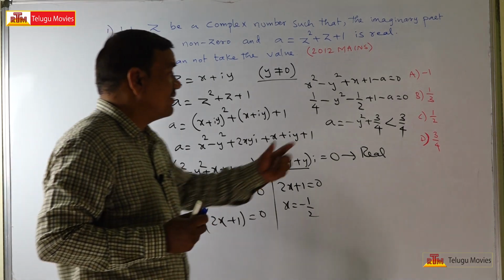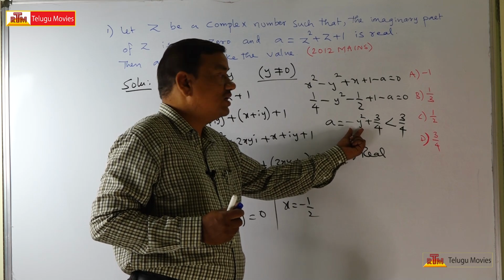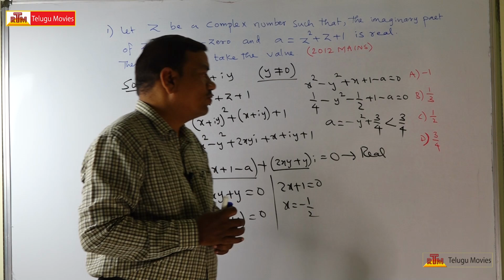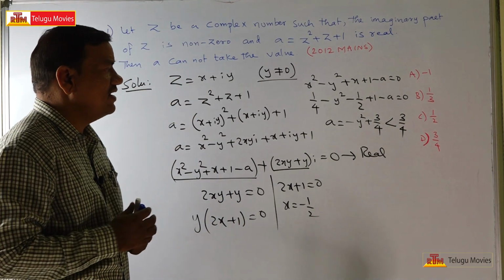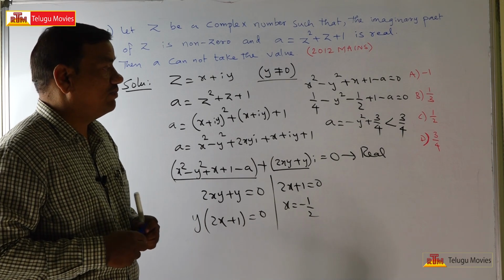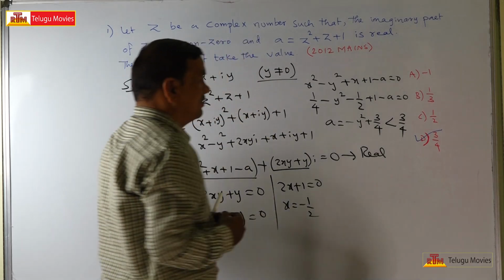You are subtracting some y square, which is positive. Some positive number you are subtracting from 3 by 4. So this value a is less than 3 by 4. Therefore, a cannot take the value 3 by 4. Therefore, option D is the right answer.